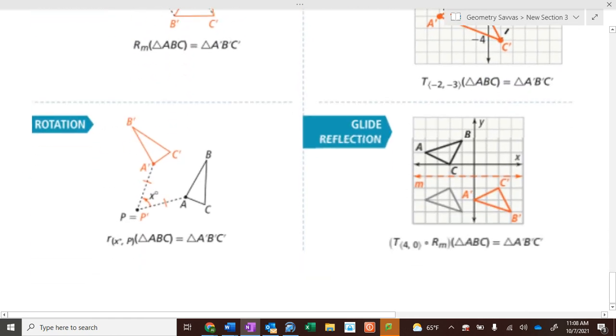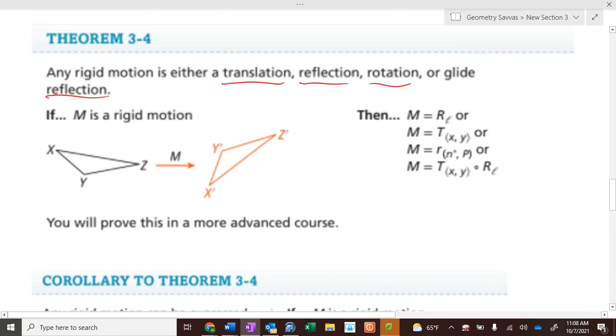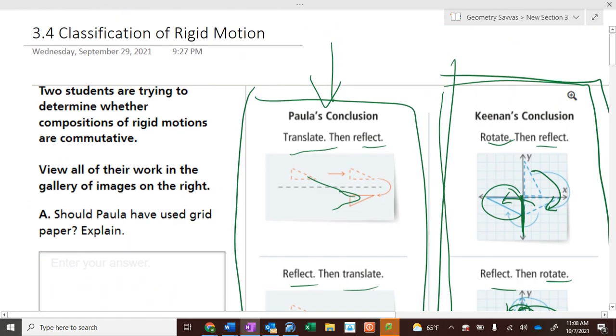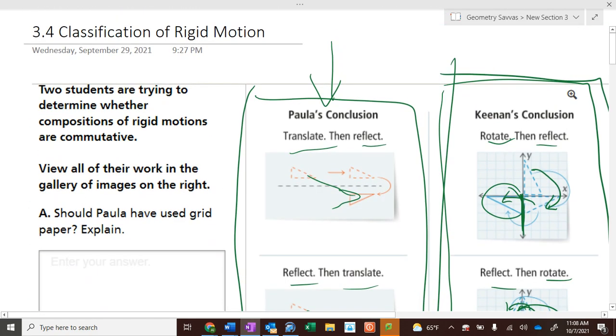So that's the basics of what we're doing today in this classification of rigid motion.